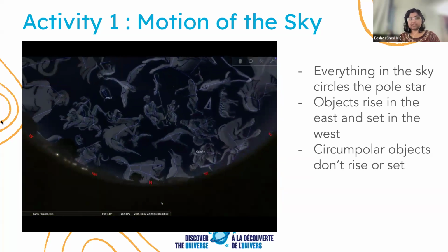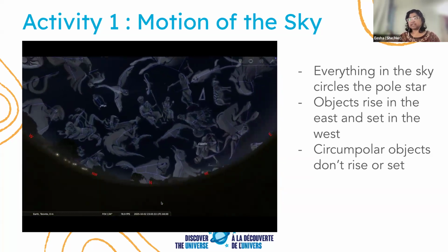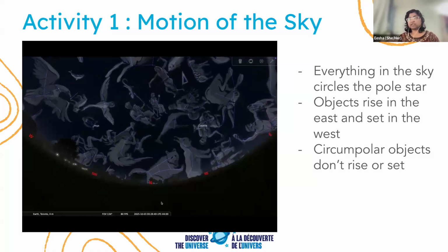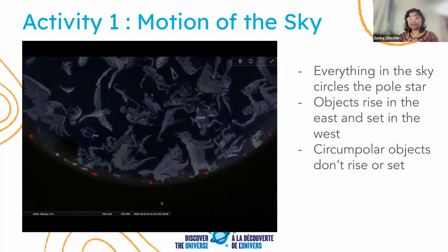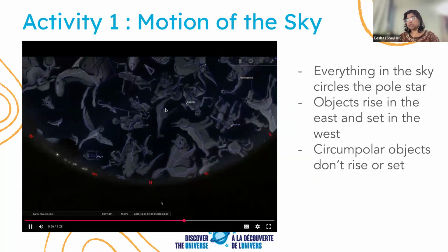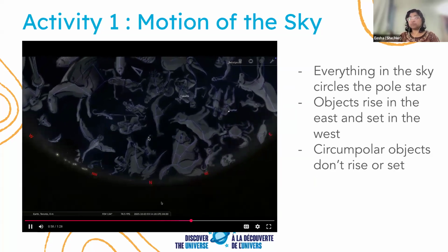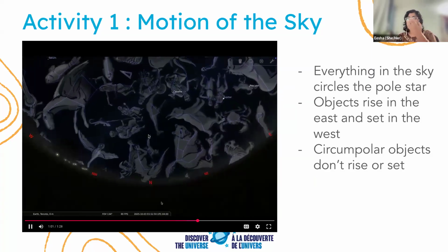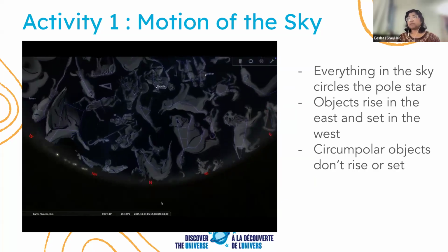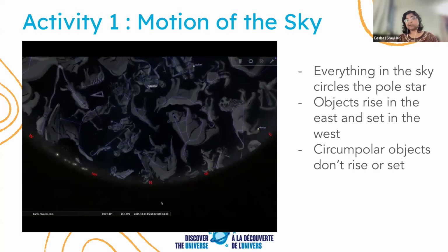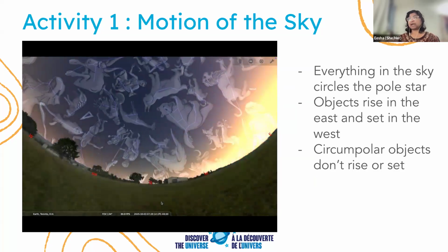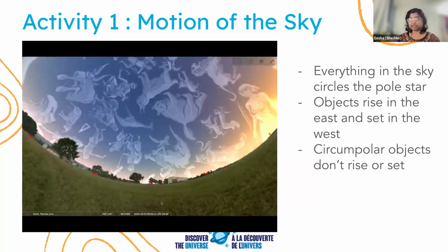But the fact of the matter is that everything in the night sky is going around the pole star. There are stars in the sky that never set. They are called circumpolar constellations or circumpolar stars, and they go round and round around the pole star. The pole star itself never moves. This is a very powerful visual if you want to show your students how motion in the night sky works.